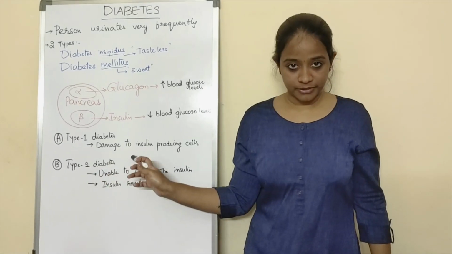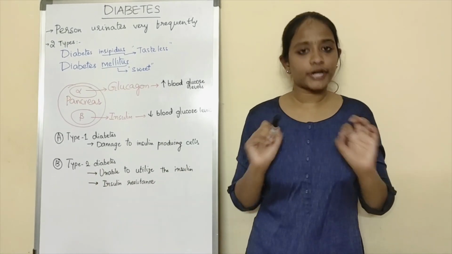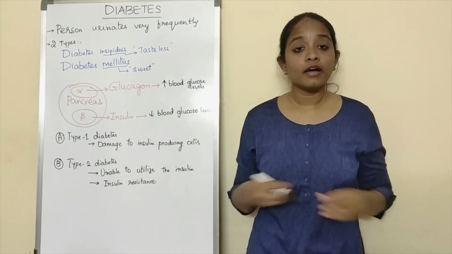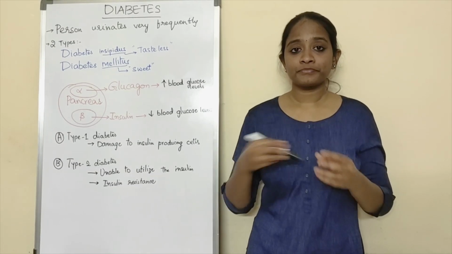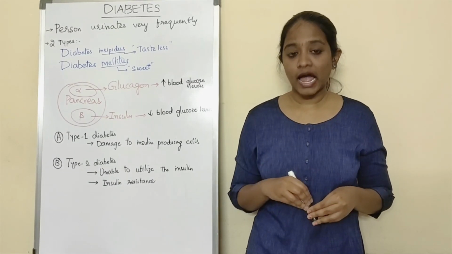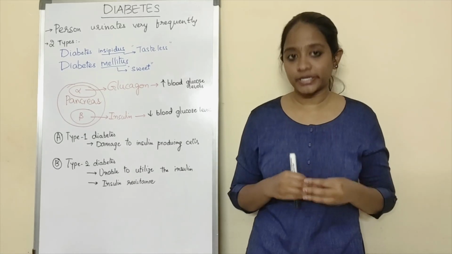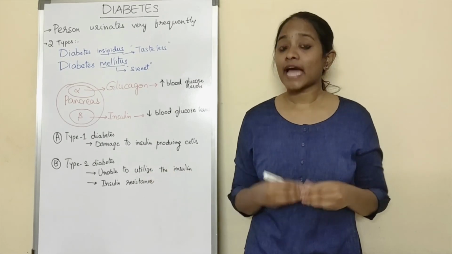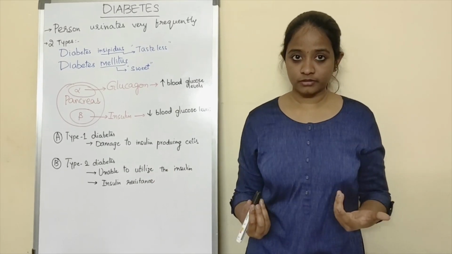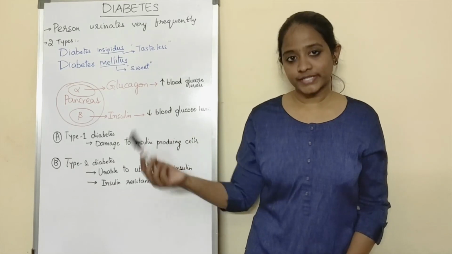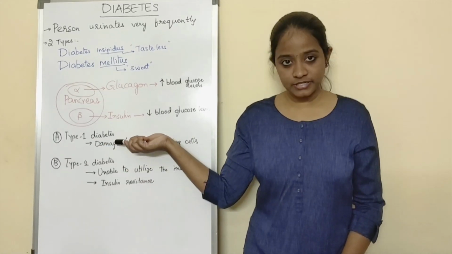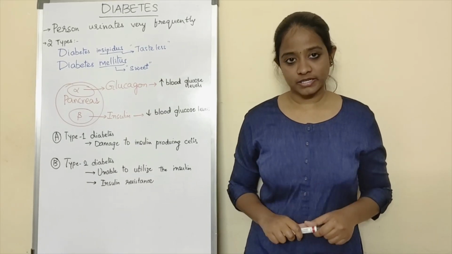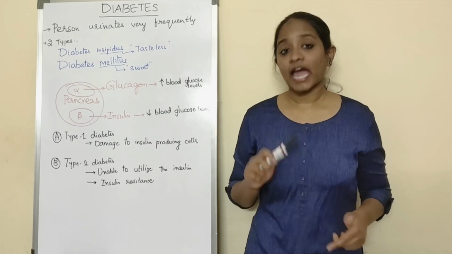And in case of type 2 diabetes, there is production of insulin in the body. There are normal levels of insulin produced in the body. But the cells which take up the glucose from the blood are now unable to take the signal from insulin. And thus, the blood glucose levels remain high. Type 2 diabetes is a lifestyle disorder, and it is usually adult onset diabetes. And type 1 diabetes is a juvenile onset diabetes. Type 1 diabetes cannot be prevented, whereas type 2 diabetes can be prevented.